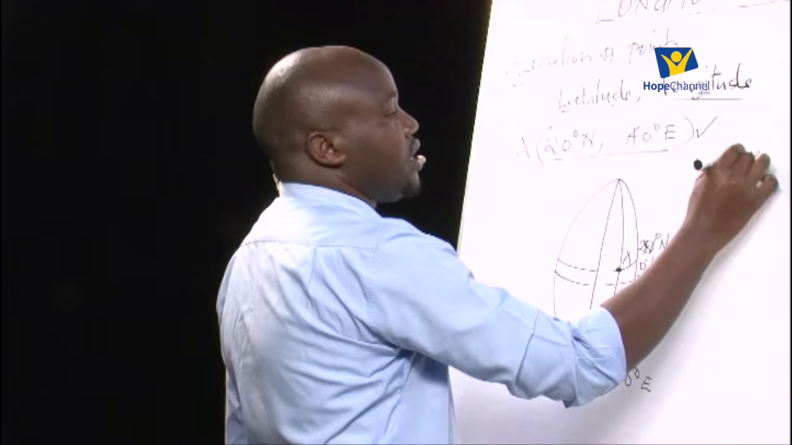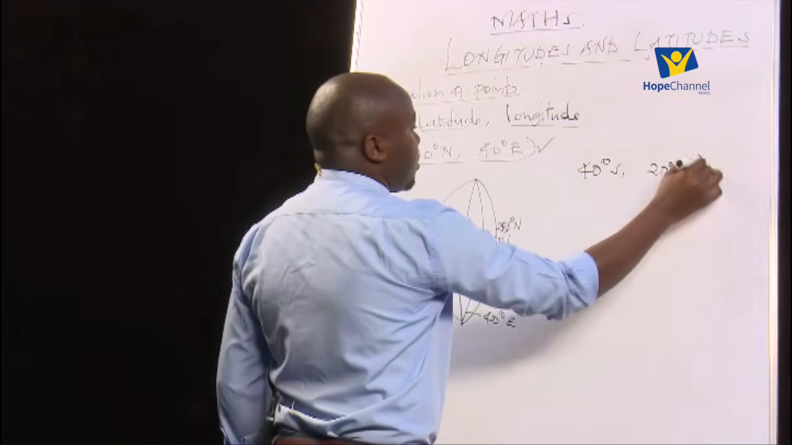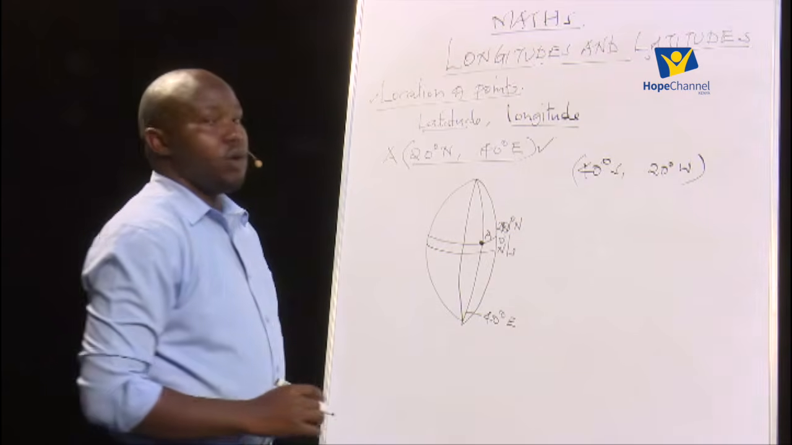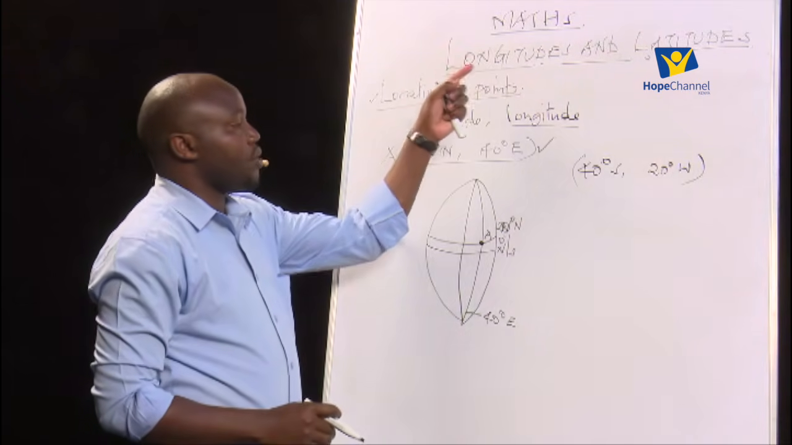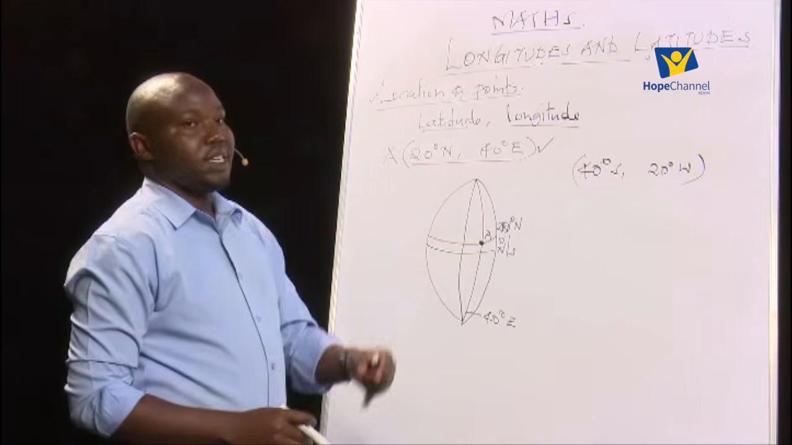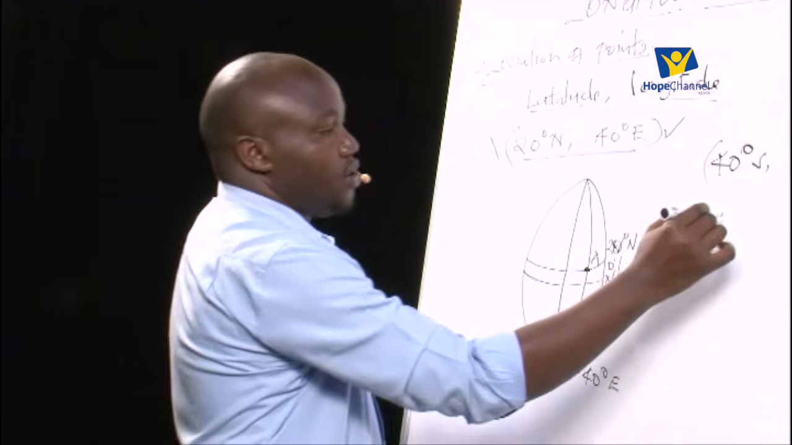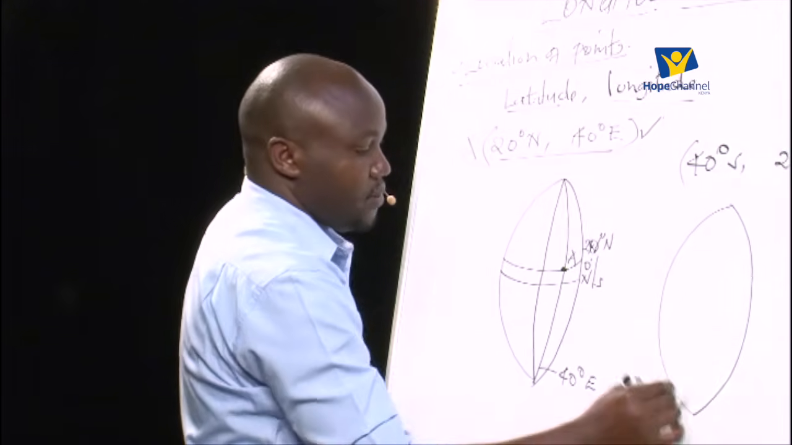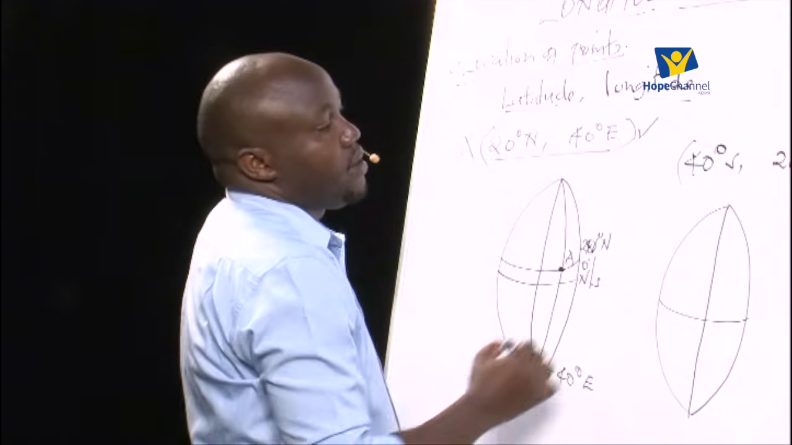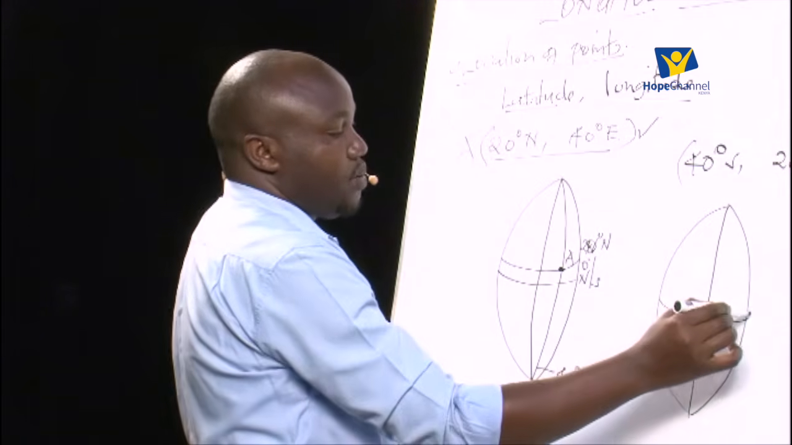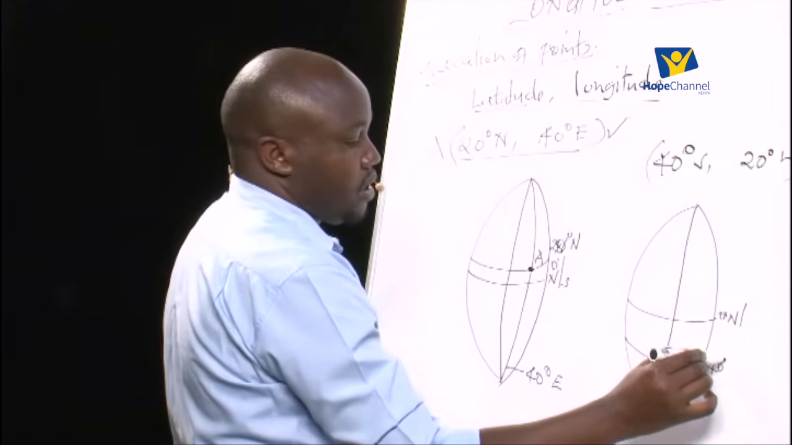Suppose I have 40 degrees south and 20 degrees west. How do I locate that? Because for every subtopic under this topic, you must know how to locate in order to understand which direction you're supposed to calculate distance towards. So I'm going to have a globe. First of all, you locate. This is the Greenwich meridian and this is the equator. So 40 degrees south is below the equator. Let's say there. This is 40 degrees south.